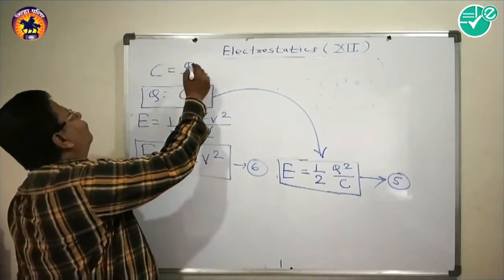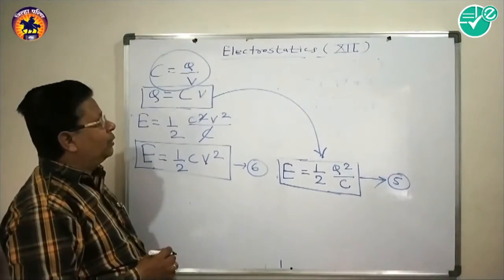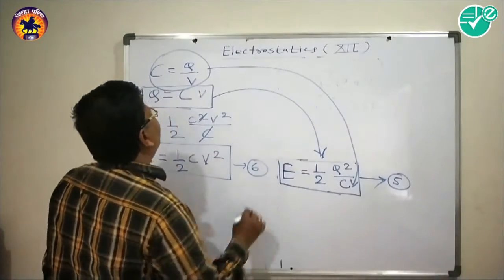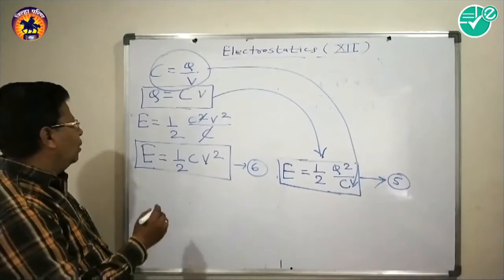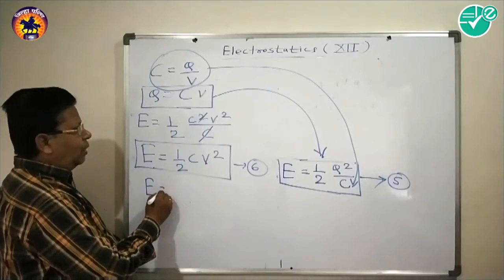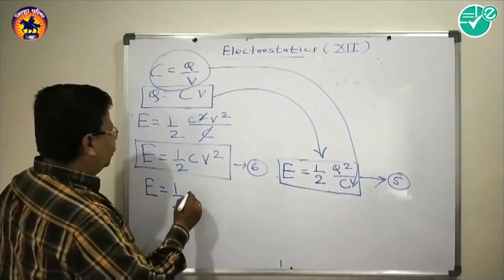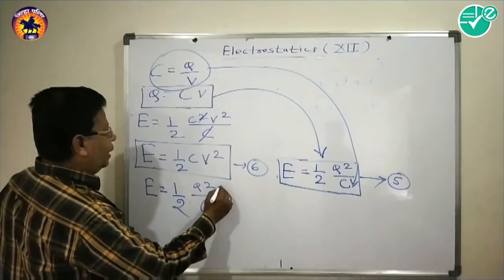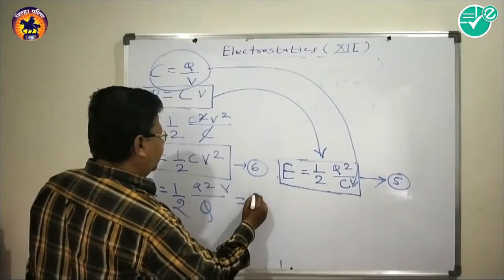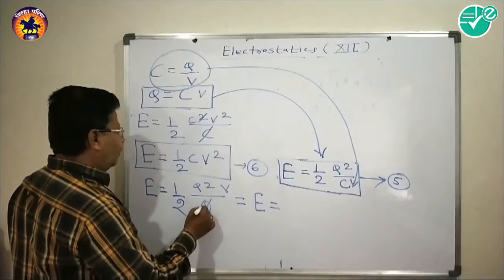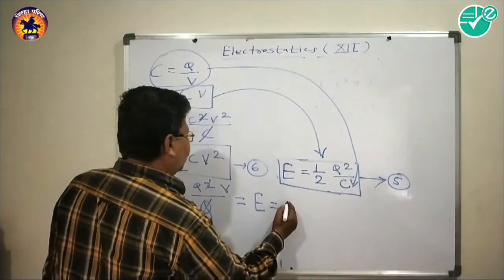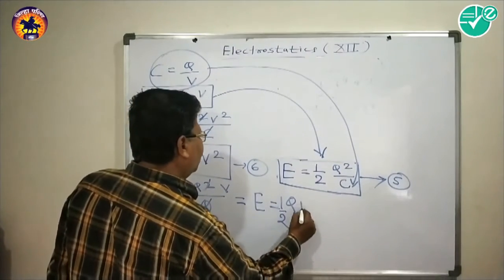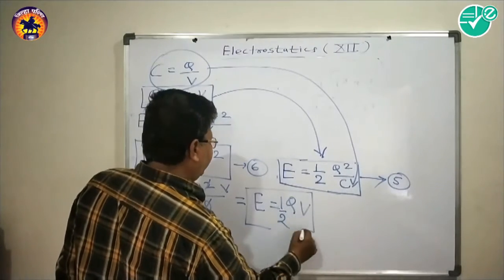Again, from the formula C is equal to Q by V, if the value of C is substituted in equation number 5, we will get E is equal to 1 by 2 Q square divided by C. The value of C is Q by V, and this comes out to be E is equal to 1 by 2, one Q gets cancelled with this one Q. So E is equal to 1 by 2 Q into V. Say this is expression number 7.